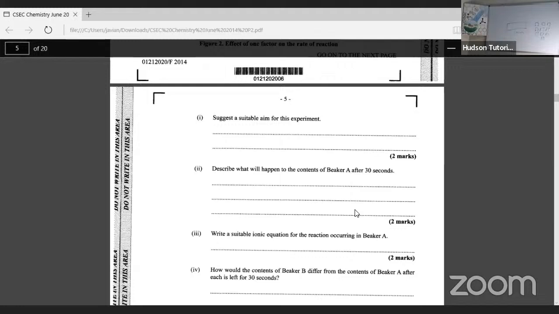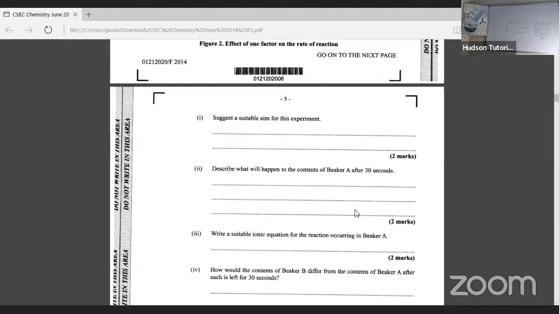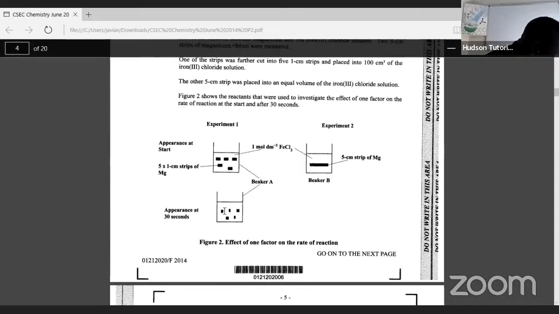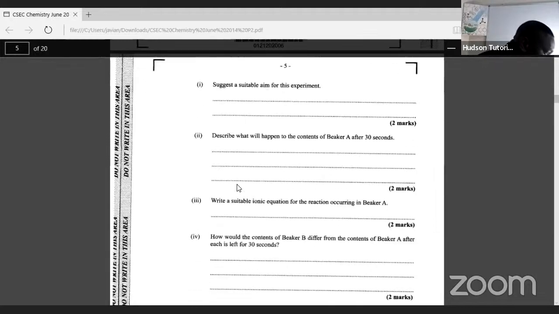All right, so we're going again. It says, describe what will happen to the contents of beaker A after 30 seconds. Let's look. What would take place in beaker A after 30 seconds? Remember that the magnesium ribbon is in beaker A. Let's take a look back at beaker A. As you can see, the ribbon is there, and you have the 1 molar FeCl3. Let's go on the whiteboard and explain.